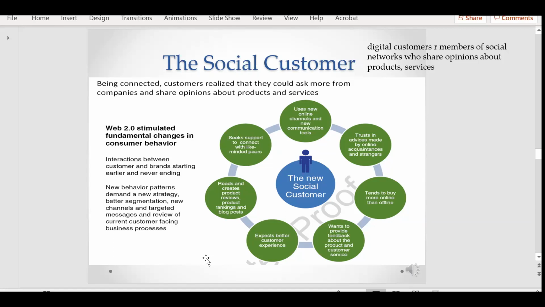Okay, Web 2.0. If we talk about the technologies, Web 1.0 is basically what? Static. Okay, very boring. In the 90s, when the internet started to boom, a lot of the websites had very static information. They are just pure information and very boring.